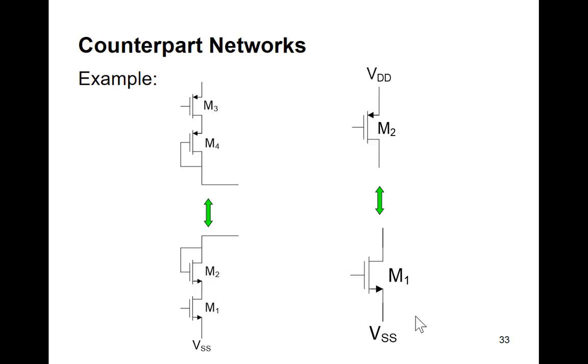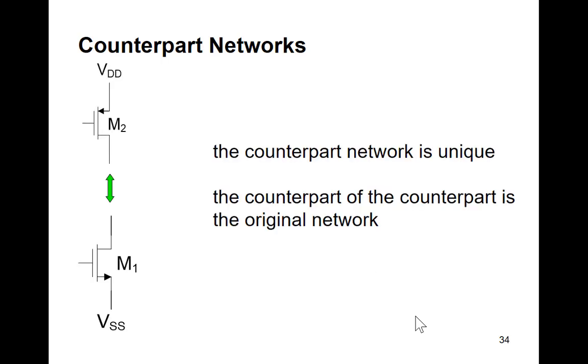This definition of a counterpart network, other people have probably used the concept. I don't think the terminology is the same. The counterpart of a network is unique. If A is the counterpart of B, then B is the counterpart of A. The counterpart of the counterpart is the original network. So the counterpart of this is this. The counterpart of this goes back to this.